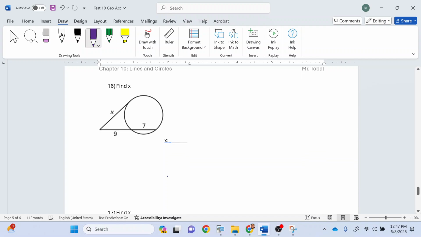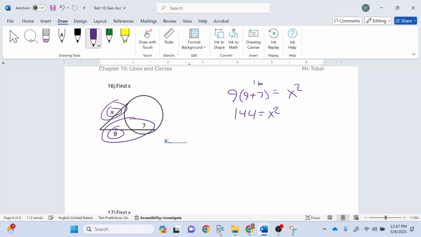Over here, number 16, again, outside times whole, so 9 times the whole thing. So 9 times 9 plus 7, which is 16, equals outside times the whole thing, which is just the same thing, x squared. So 144 equals x squared. That should be 12.